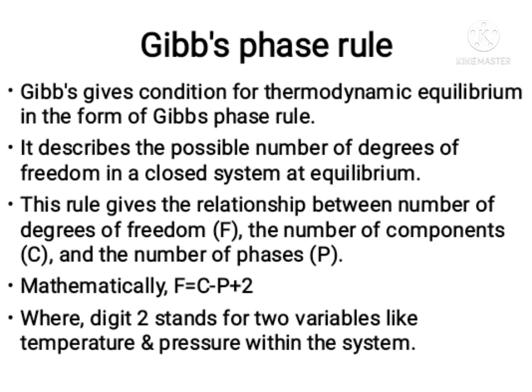Mathematically, this rule given by capital F is equal to capital C minus capital P plus 2, where capital F is degrees of freedom, capital C be the number of components, and capital P be the number of phases of the system, and digit 2 represent two variables like temperature and pressure within the system.